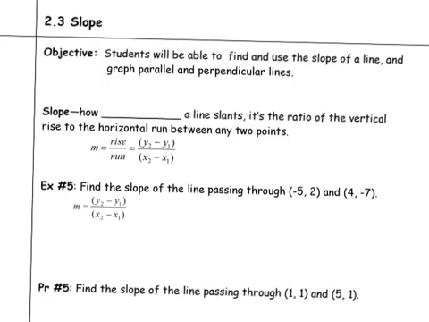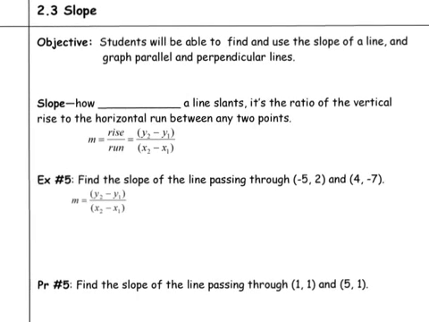Alright, 2.3, let's talk about slopes. Students will be able to find and use the slope of a line and graph parallel and perpendicular lines. When we're talking about slope, we're talking about how steep a line slants. It's the ratio of the vertical rise, so how far up it goes, and the horizontal run, how far over it goes, between any 2 points.